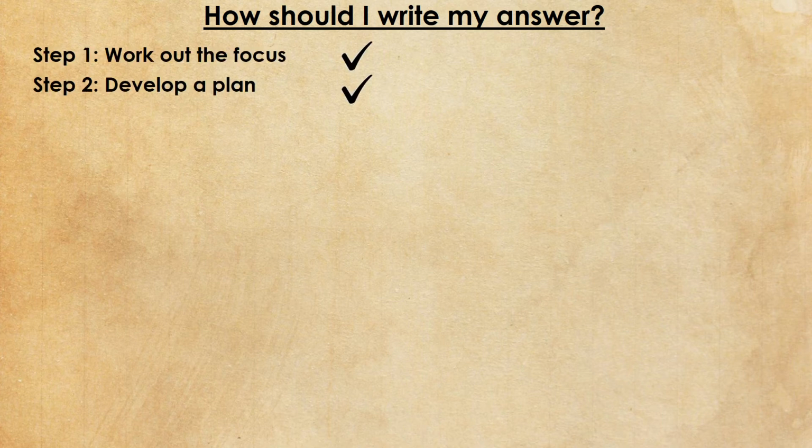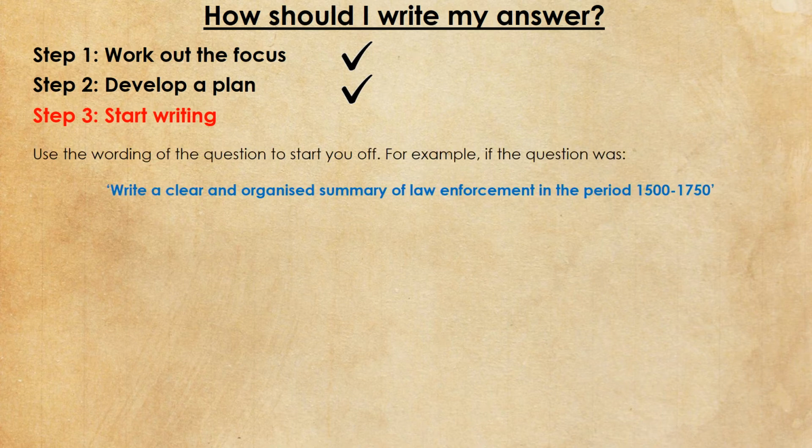So you've worked out the focus, you've developed a plan. Now is the difficult bit. You need to actually start writing it. So the best way to start any of your answers for any of your questions across GCSE history is to use the wording of the question. That means that your answers are immediately going to be direct and succinct and go straight to the point, and you're not going to spend any time waffling, going on about things that aren't relevant.